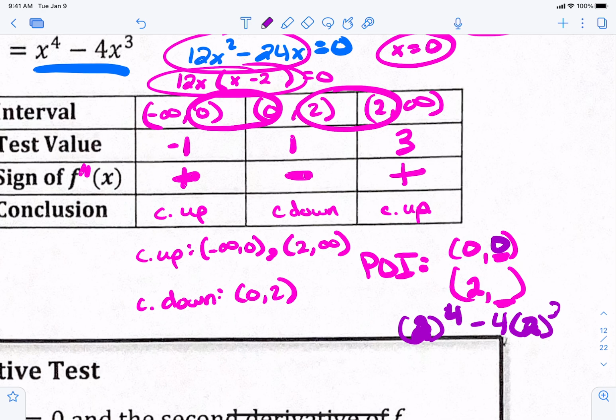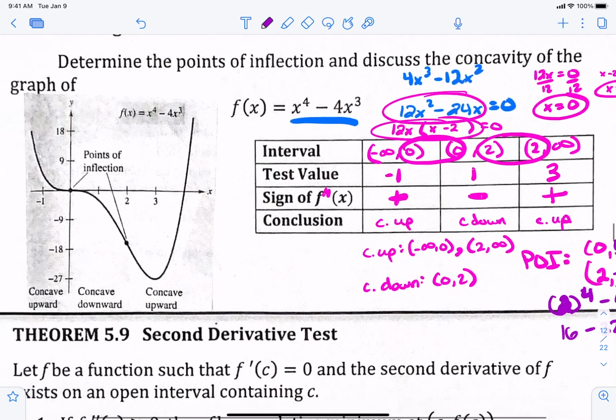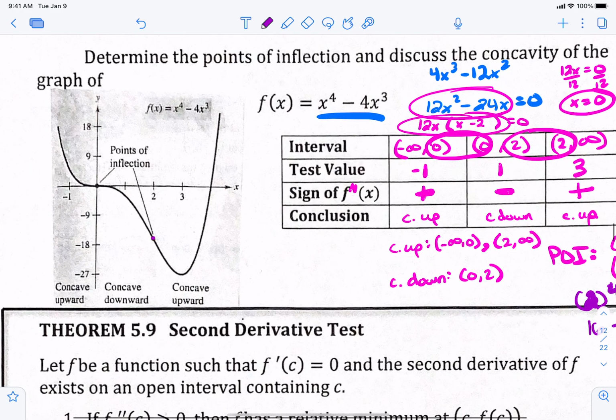2 to the 4th power is what? 8 times 2, 16 minus 2 to the 3rd power is 8. 4 times 8 is 32. What's 16 minus 32? Negative 16. Okay, is that where it's at on the graph? Yep, looks right. Those are my 2 points of inflection.